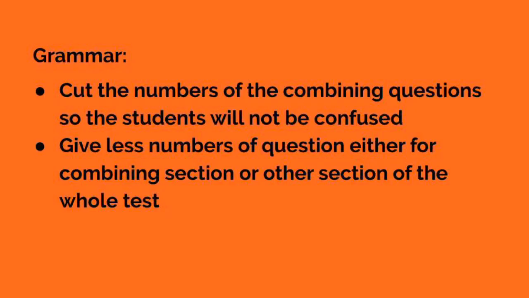Finally, these are the improvements we suggest for the test. Firstly, for grammar, we suggest to cut the number of gap-filling questions to 5 until 10 numbers only, so the students will not be confused with too many questions. And for the second test, we also suggest to give fewer questions, either for the combining section or other sections of the whole test, since usually in a grammar test there could be 4 until 5 sections with different types. So, the scoring process will be less time-consuming, and also the students will not be exhausted from answering too many questions.